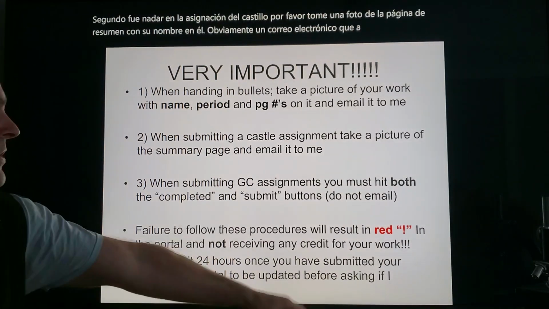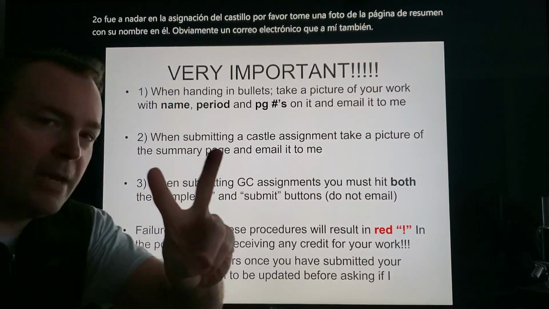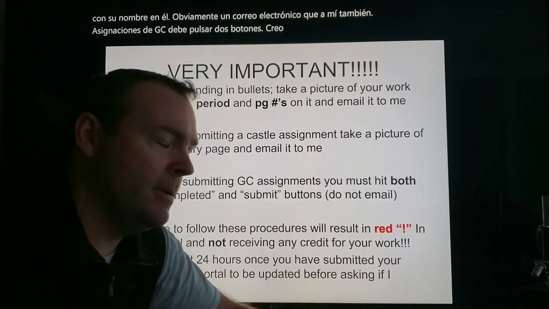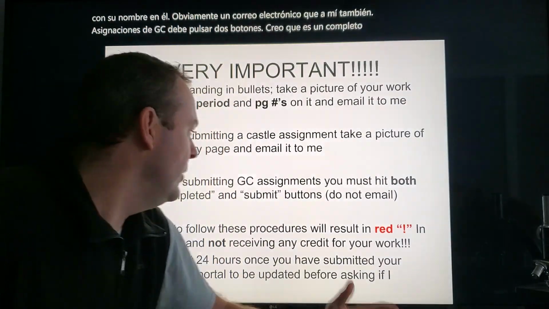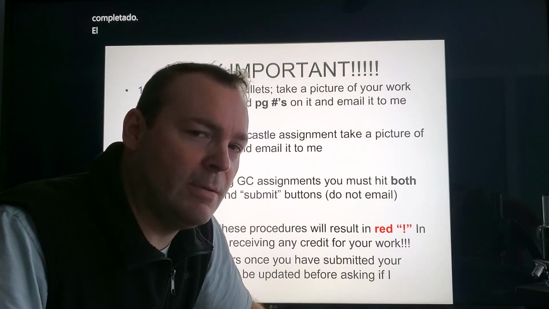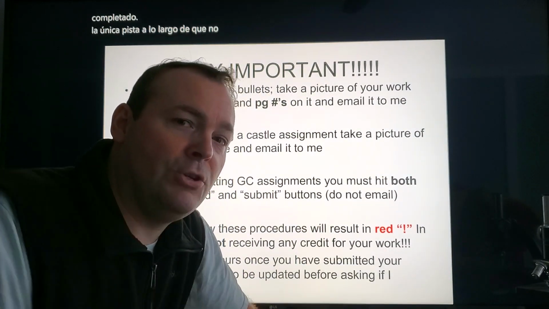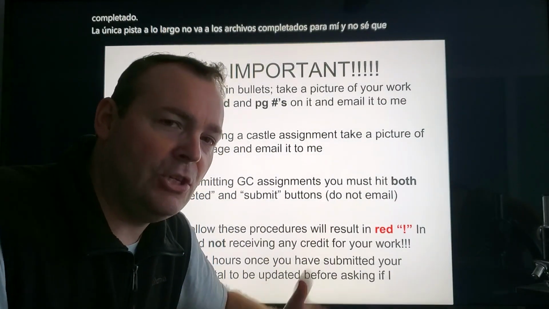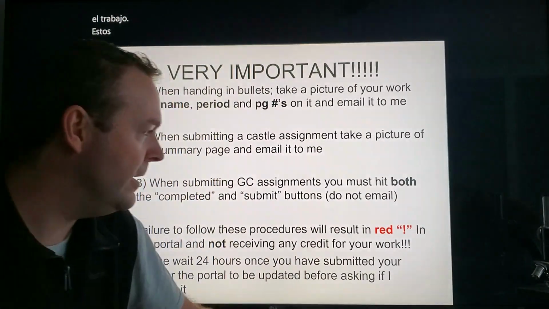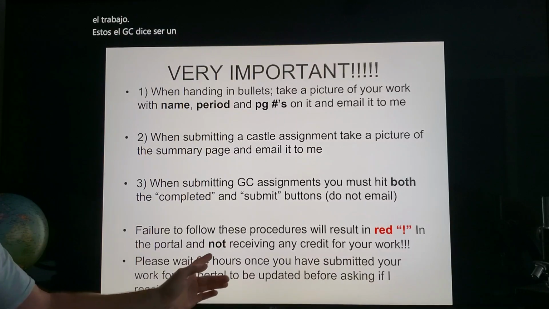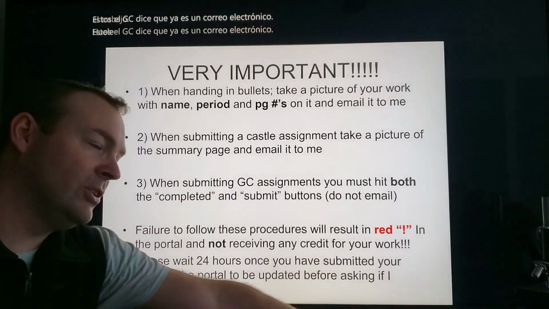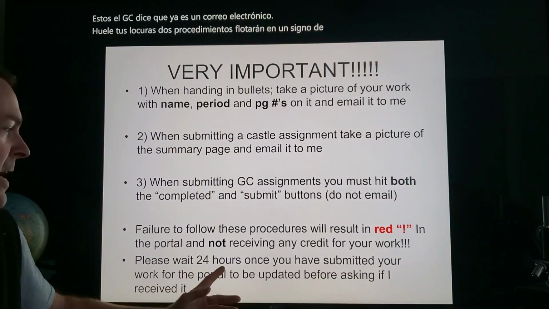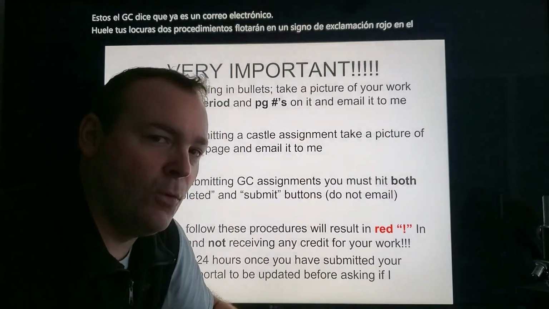When submitting GC assignments, you must hit two buttons. I believe it's a completed and a submit button. If you only hit the one, it doesn't go to the completed file for me, and I don't know that you completed the work. Obviously, you don't have to email these. The GC sends me an email already. Failure to follow these two procedures, folks, will result in a red exclamation point in the portal, and you will not receive any credit for your work.